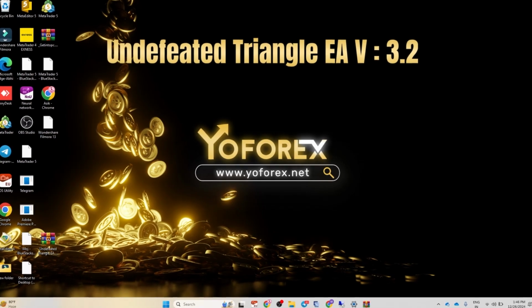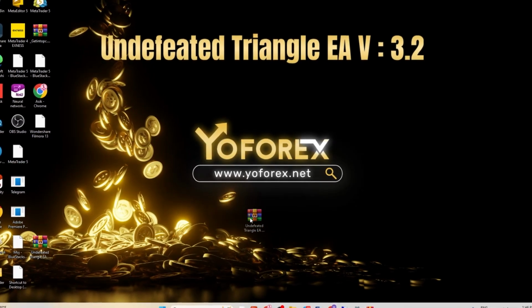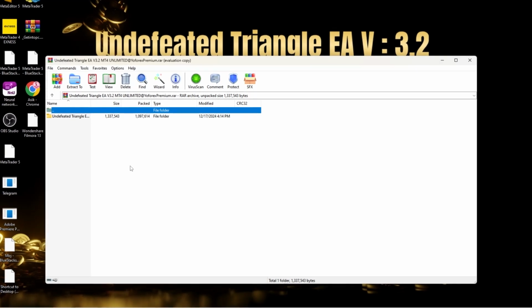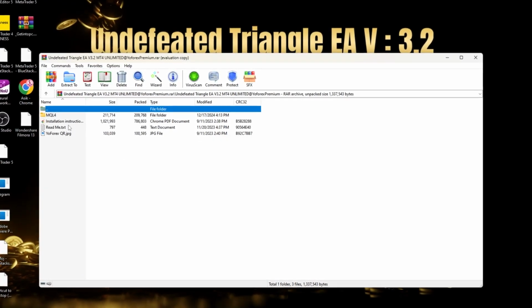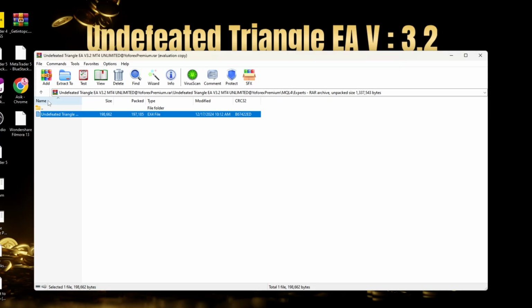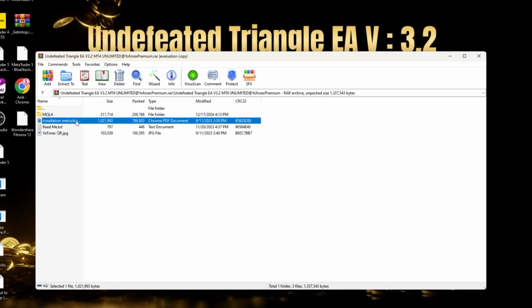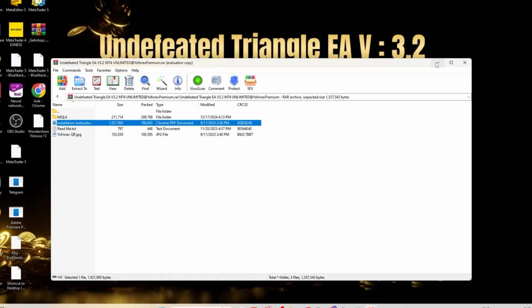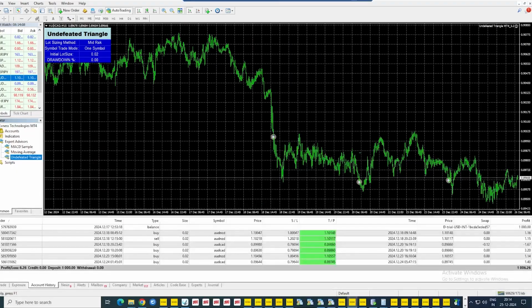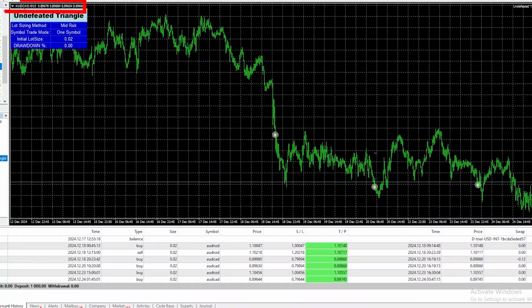On my screen now, I am trading the Expert Advisor Undefeated Triangle EA version 3.2 for MT4. Right here, I have this Expert Advisor's file and here is the indicators file. And I also have the installation instruction that is given right here. And currently I am trading this EA on one of my VPSs consisting $1,000, and this is a live account. It is a trial account for your information, and I am trading this EA on the odd CAD pair and M15 time frame. And you can see this is how this Expert Advisor's user interface looks like.